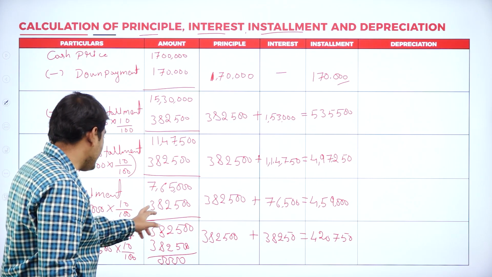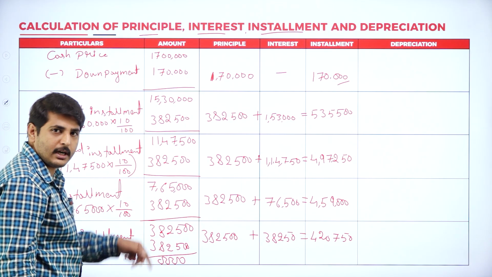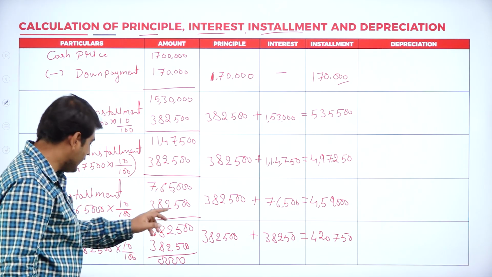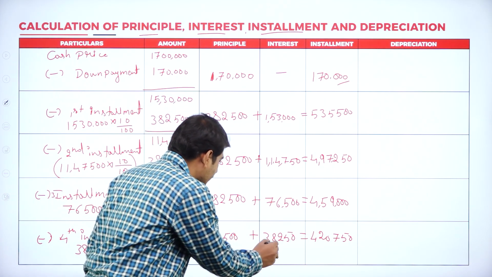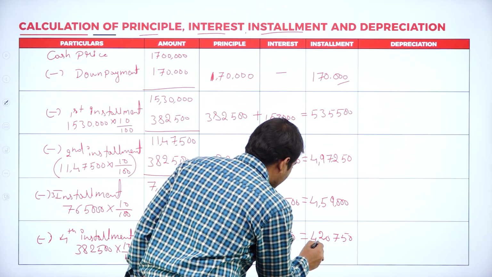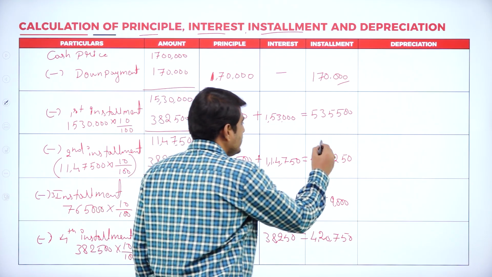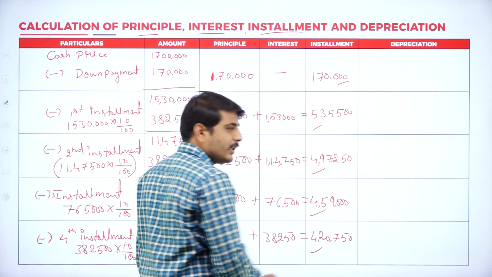4,59,000. Next one, again the remaining, you have to deduct the amount from the total principal amount. You'll get 3,82,500. Calculate the interest on 3,82,500. You'll get 38,250. If you add that, it will get 4,20,750. This is the 4-year installment. First year installment, second year installment, third installment, and fourth installment.